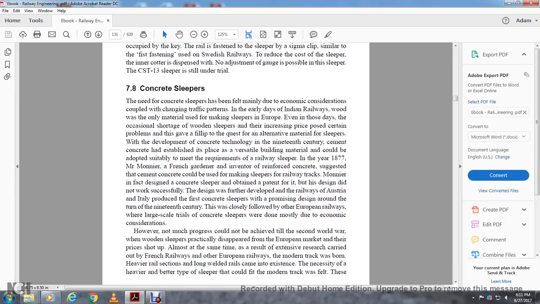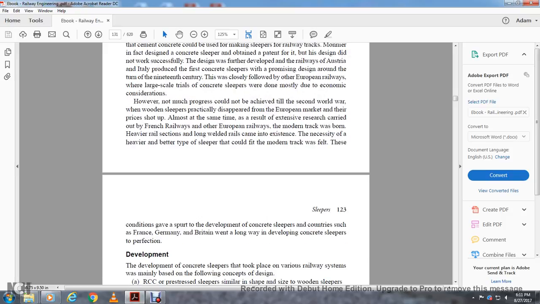However, not much progress could be achieved until the Second World War, when wooden sleepers particularly disappeared from the European market. Their price shot up almost at the same time. The result: extensive research carried out by the French railways and other European railways. Monotrack was born. Heavier rail sections along with welded rails came in, and the necessity for a heavier and better sleeper that could fit the monotrack was felt. This condition gave a spur to the development of the concrete sleeper. The continuous efforts of Great Britain went along with developing the concrete sleeper to perfection.